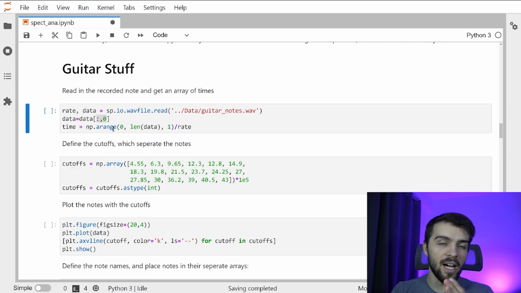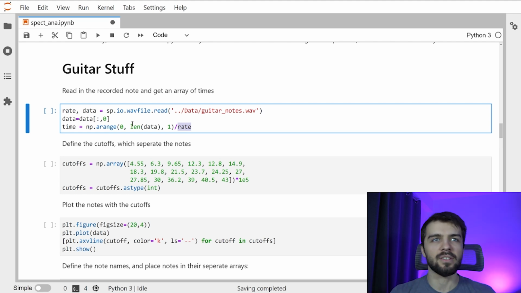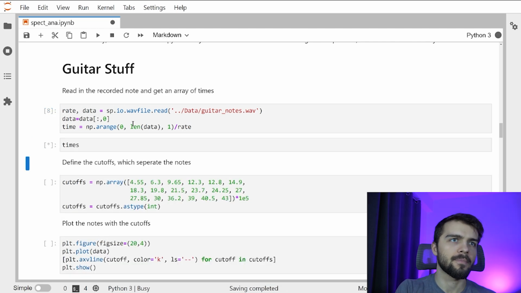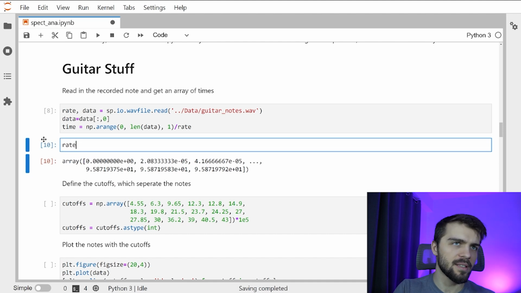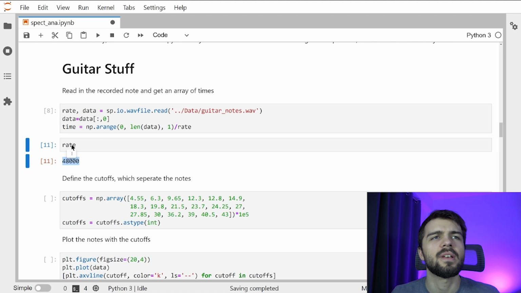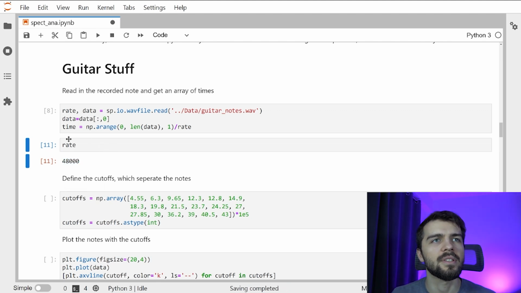And then the times of my time series are 0 to the length of data, and I divide by the rate. So if I'm sampling at like 48,000 times per second, it just keeps the delta t small. And so I have my times, which is my time, like this. And if I look at the rate, I think this is a common sampling rate. So 48 kilohertz is what you typically get for most audio devices, or the mic that I'm using right now, which is what I use to record as well.